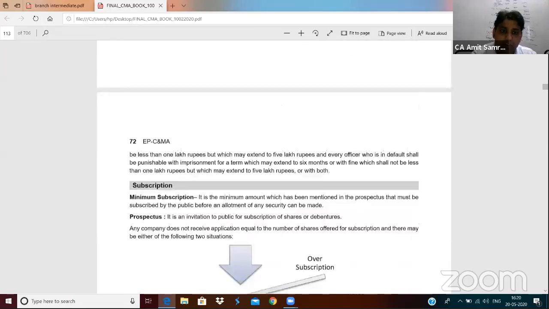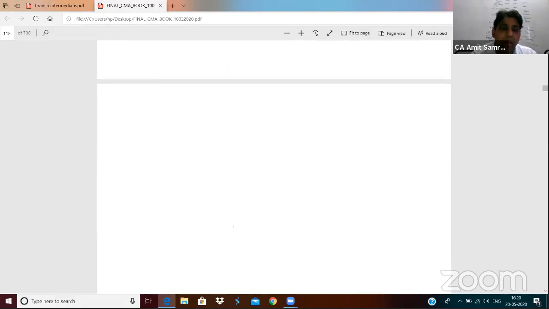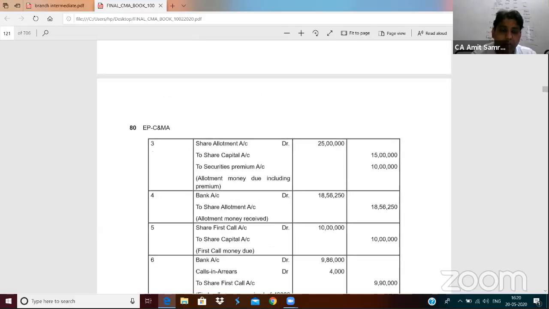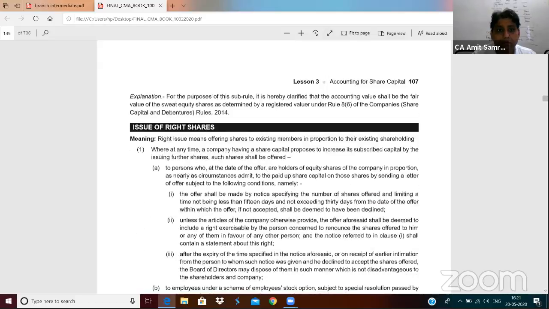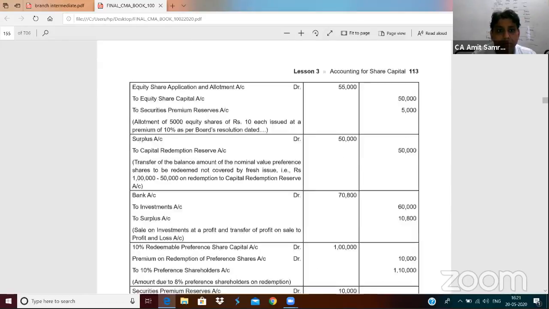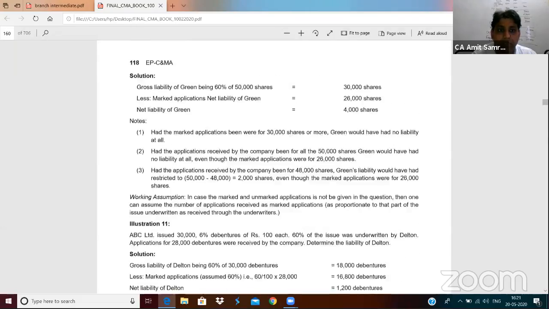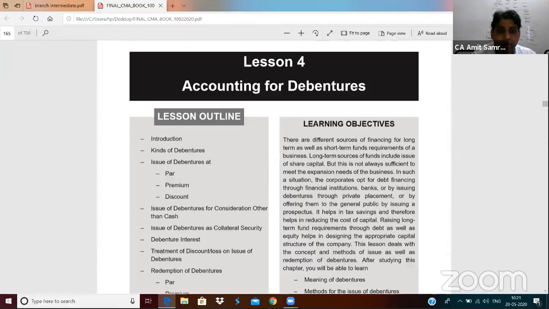What is share capital? How accounting for share capital is done? How accounting is done for shares issued for consideration other than cash? Accounting for redemption of debentures, underwriters liability. Accounting for issue of debentures, in the last class we discussed.